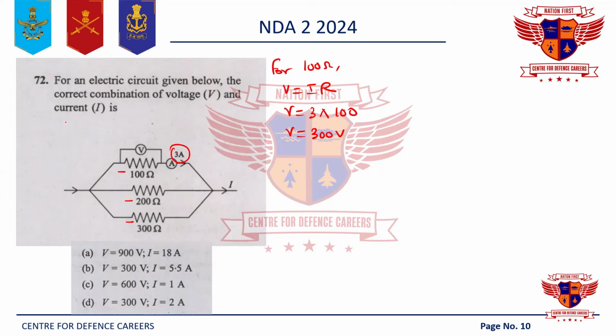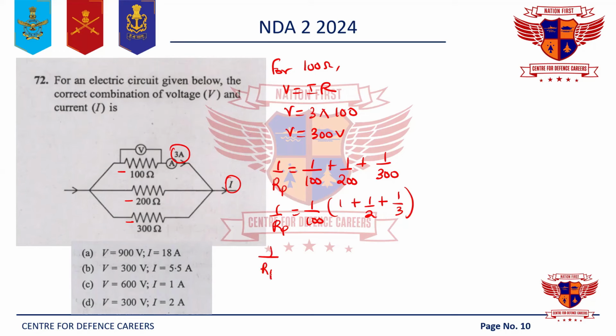Now they have asked us to find out I. I is the total current. Now in order to find out the total current, first we will find out the total resistance. So let's find out the total resistance. That will be 1 upon Rp equal to 1 upon 100 plus 1 upon 200 plus 1 upon 300. So 1 upon Rp will be equal to 1 upon 100, and this will be 1 plus 1 by 2, and this will be 1 by 3.